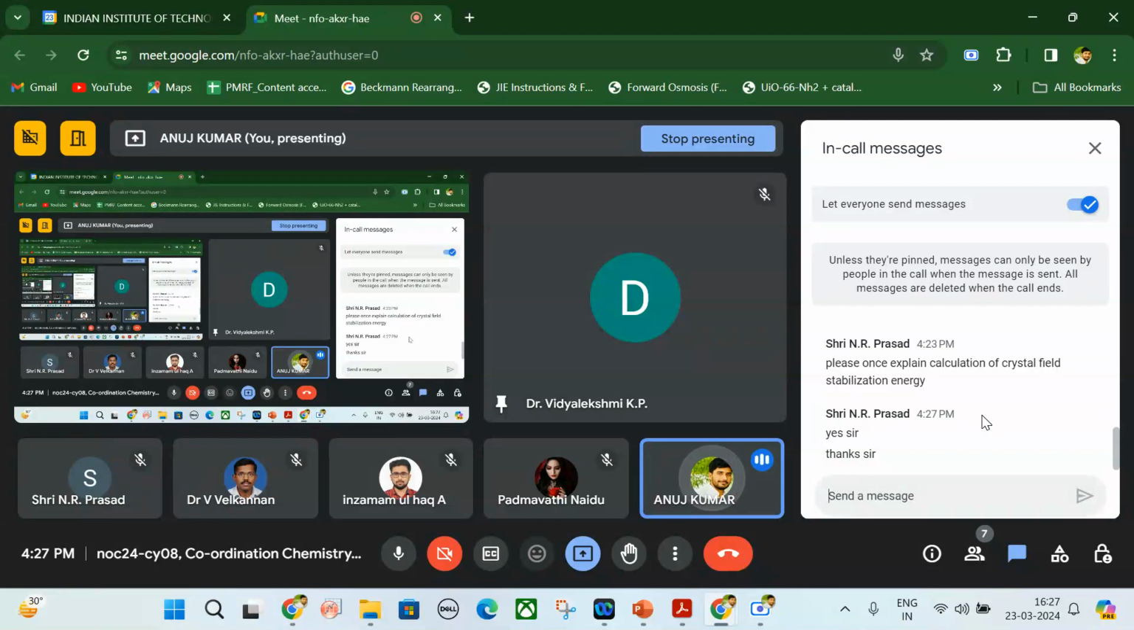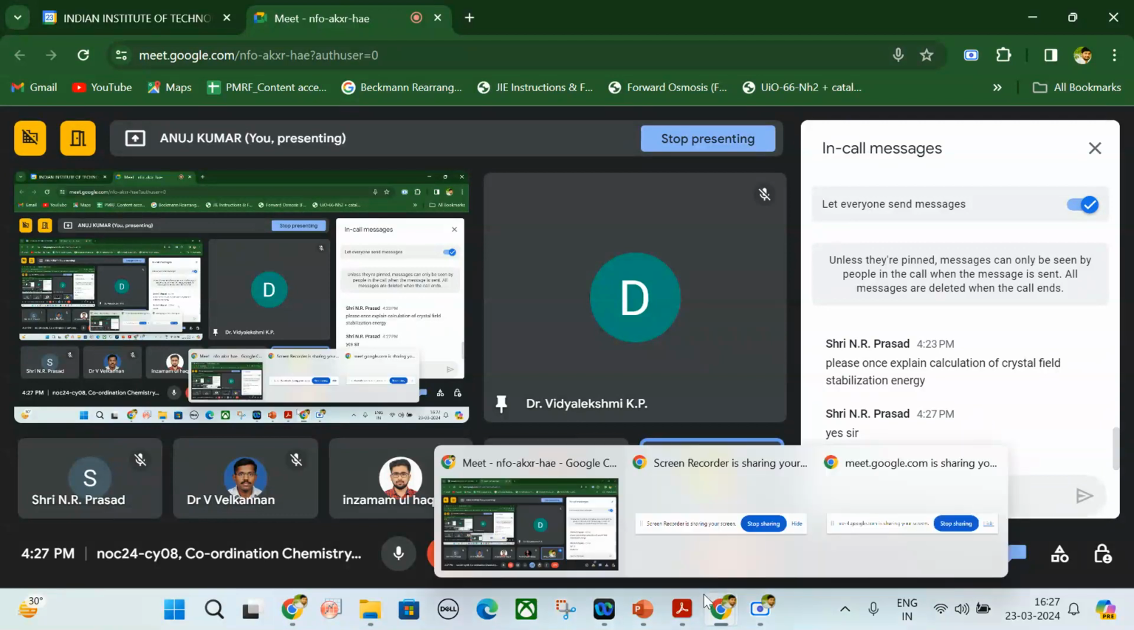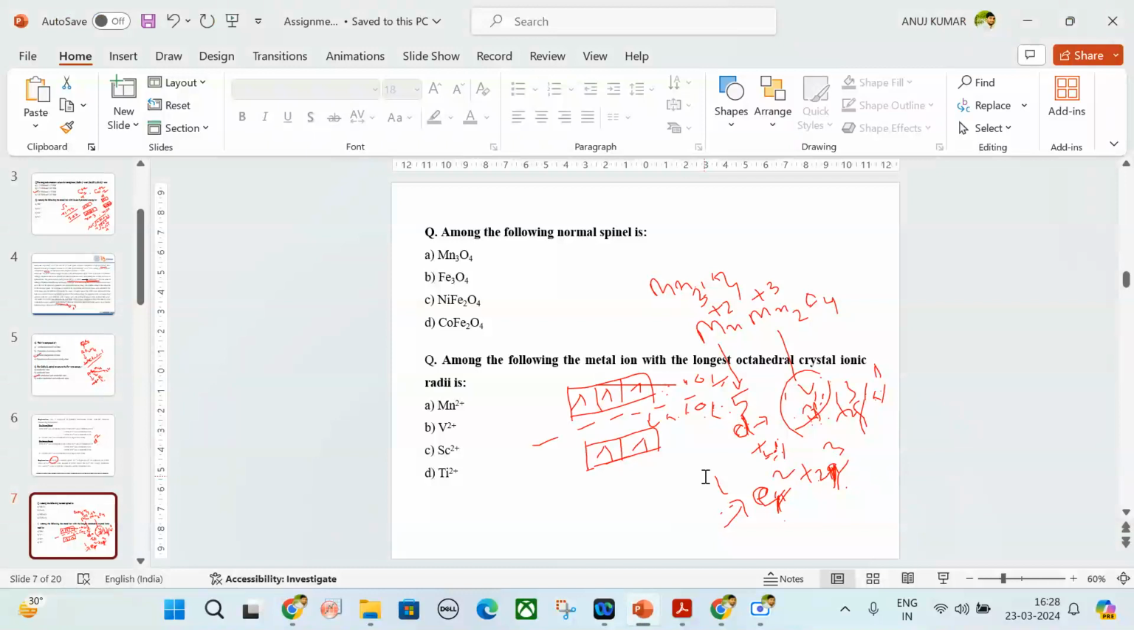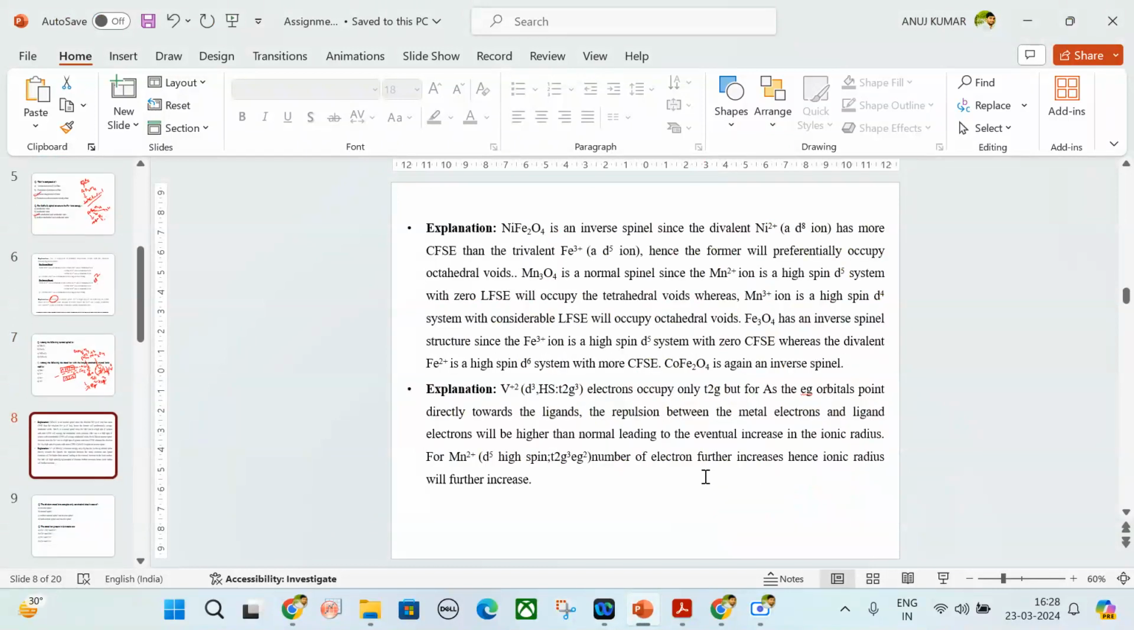Okay, just consider them as a complex, and according to the metal and its oxidation state, just fill them in the respective orbitals, and you will be getting the crystal field stabilization energy. Simple. Okay, so moving to the explanations.